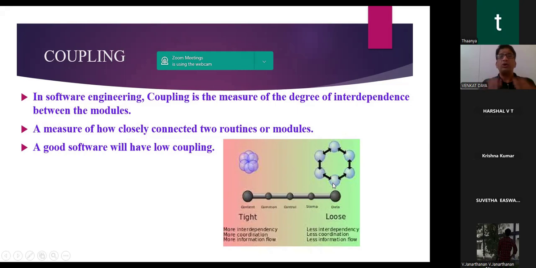The more you remove the interdependency between the components, between the modules, the more efficiently the software is going to function. A good software will have low coupling. Once again, the definition of coupling is a measure of the degree of interdependence between the modules.